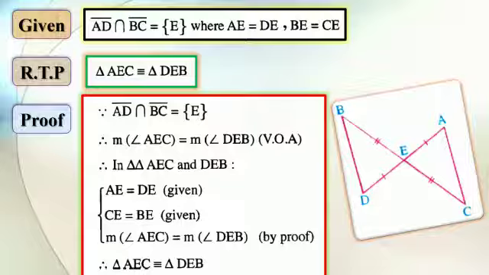Again, since AD intersects with BC at E, then the measure of angle AEC equals the measure of angle DEB as vertically opposite angles. Then in the two triangles AEC and DEB, AE equals DE as a given and CE equals BE as a given, and the measure of angle AEC equals the measure of angle DEB by proof, then the triangle AEC is congruent with the triangle DEB.